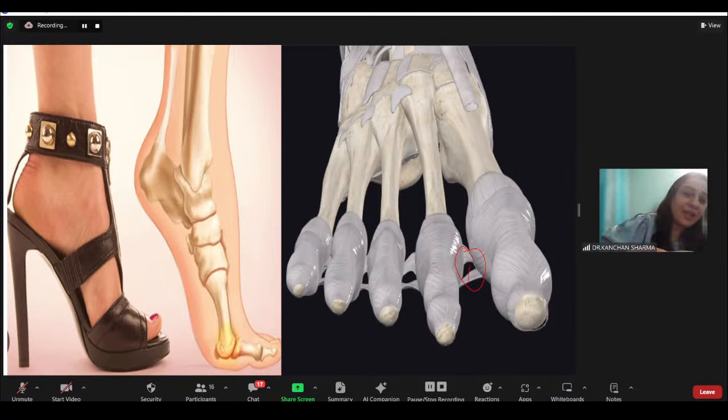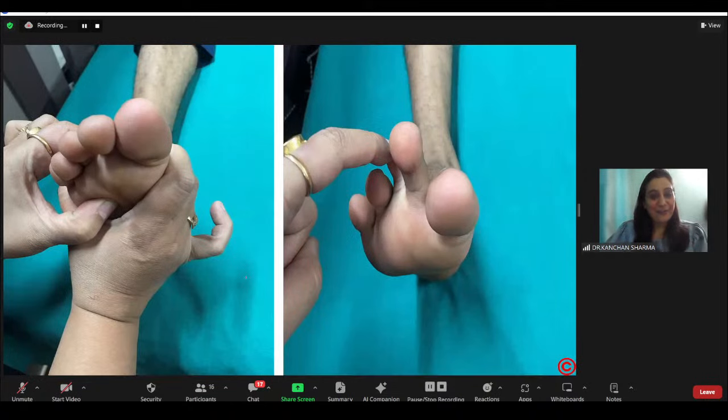Or if you are wearing high heels, and believe me, I've stopped wearing them after I came to know that it is so harmful. So in this condition, what usually will happen, you will be having a pressure here, right? And next to that, you are having your nerves. So it will be very much causing a pressure on the nerve.